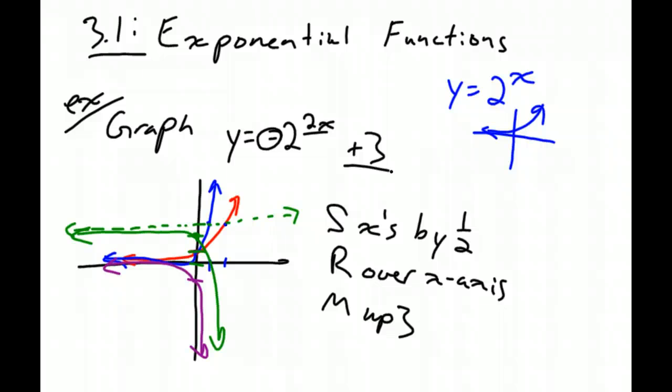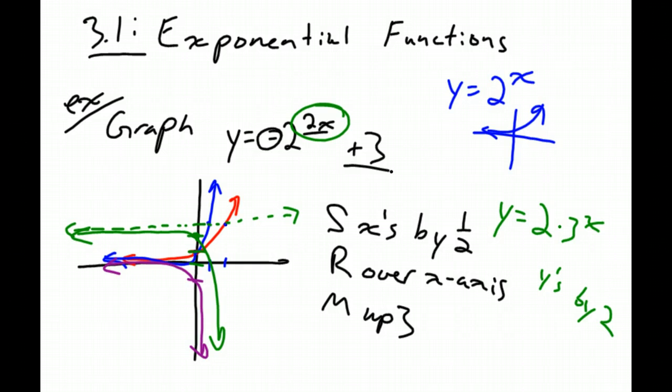Remember multiplying? If you're with the x, you're going to do the opposite. If you're with the y, so if you have something like y equals 2 times 3 to the x, this is actually a vertical stretch. So this would multiply the y's by 2. Okay, whatever you're doing, just make sure you follow it.